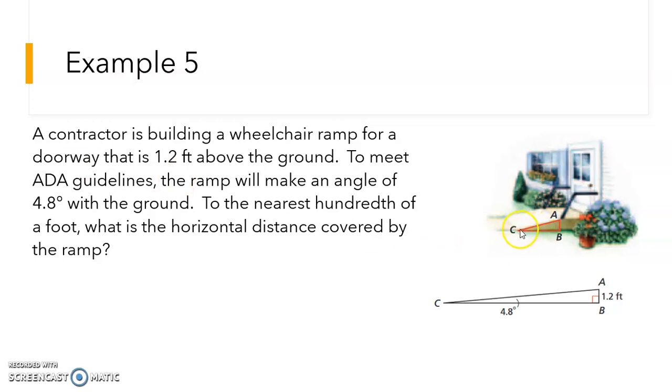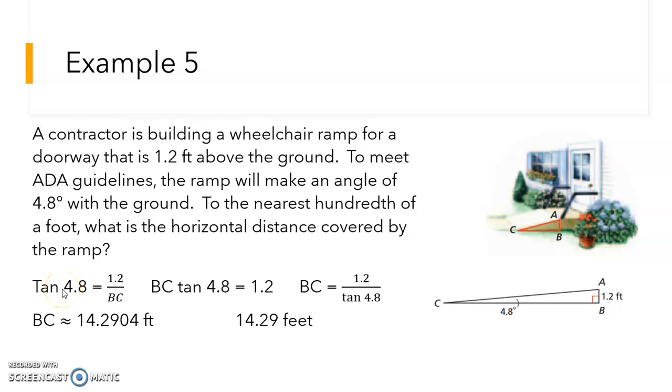So you'll notice they've given us a picture here. AC is the ramp length, AB is the height, and CB is the horizontal distance covered by the ramp. So they've given you the measurement for angle C is 4.8. They gave you the height of AB is 1.2, and they want you to find CB. So make a decision on which trig function to use, see if you can write an equation and solve it, and then press play to check your answer.